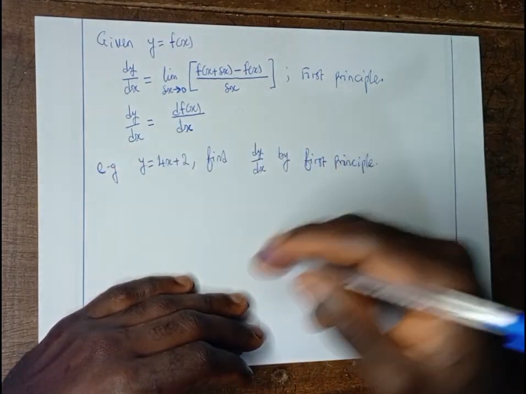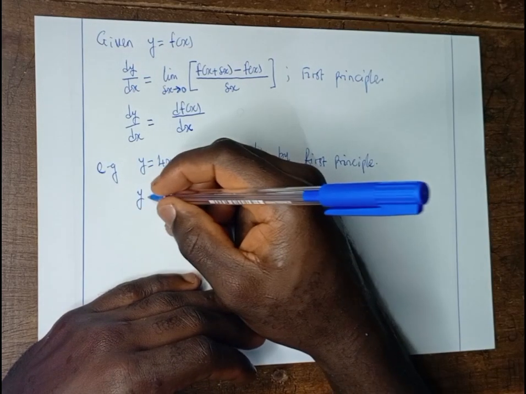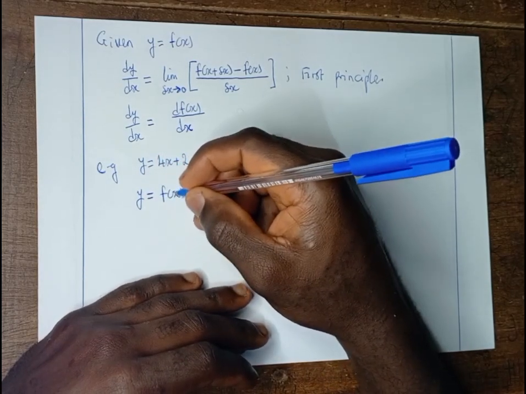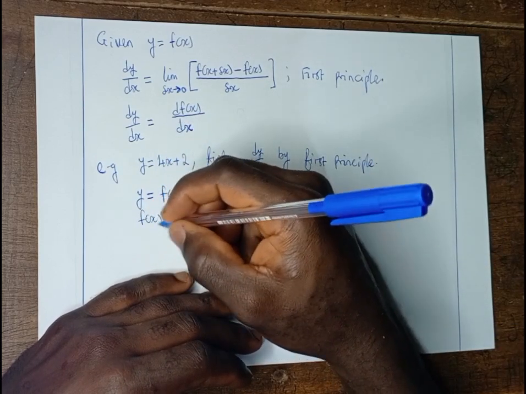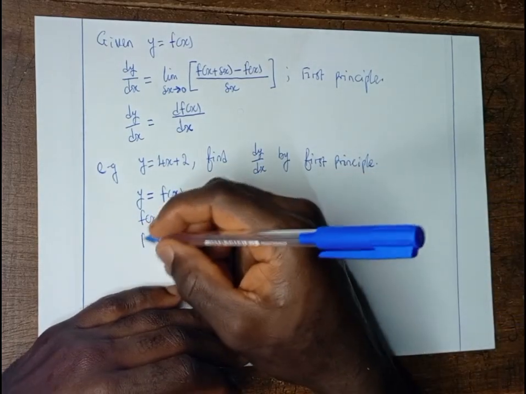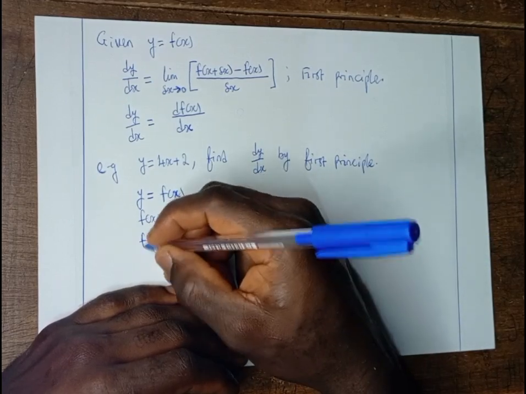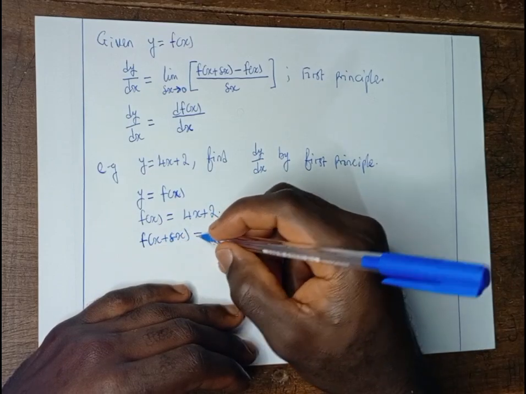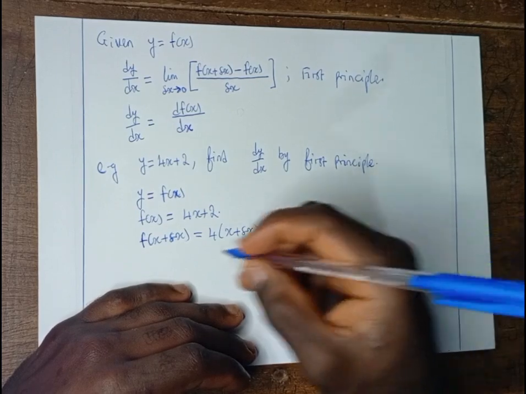Now for us to differentiate the function y equal to 4x plus 2, first we are going to write y as y equal to f of x. In this case, our f of x will simply be equal to 4x plus 2. The next thing, we need to find f of x plus delta x. It simply means in the function f of x, anywhere we see x, we are going to replace x with x plus delta x. So this will be equal to 4 times x plus delta x plus 2.